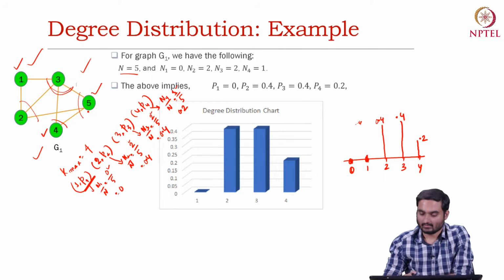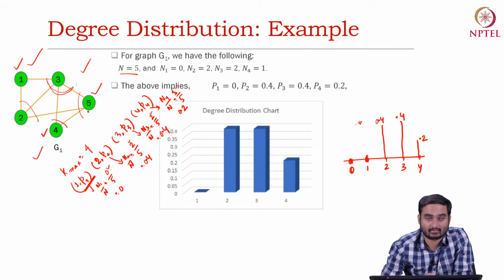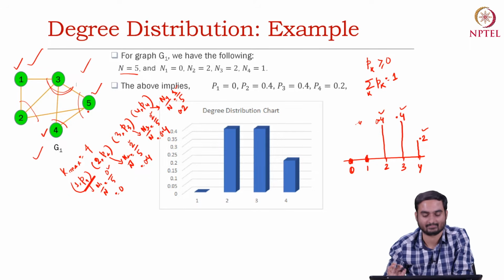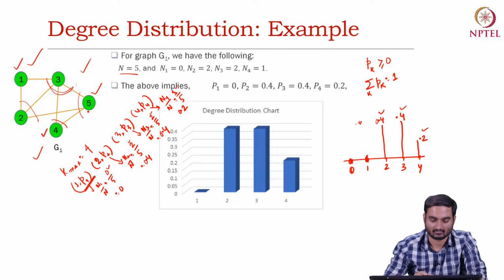Okay. So it also satisfies the probability mass function constraints, which basically say that all these PKs should be greater than or equal to 0, and the sum of PKs should be 1. You see here 0.4 plus 0.4 plus 0.2, this is 1. So therefore this is a distribution, a probability mass function.